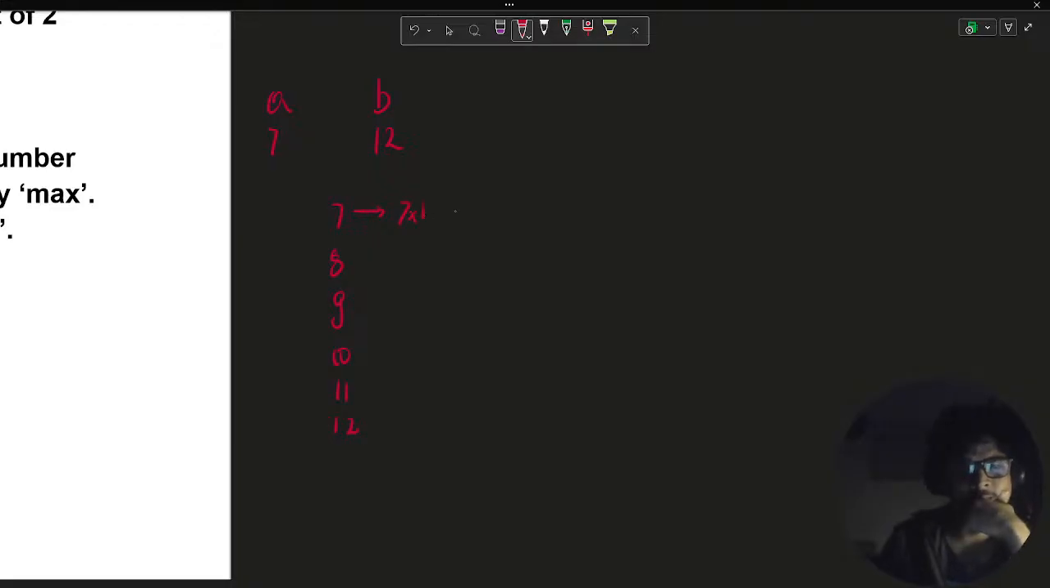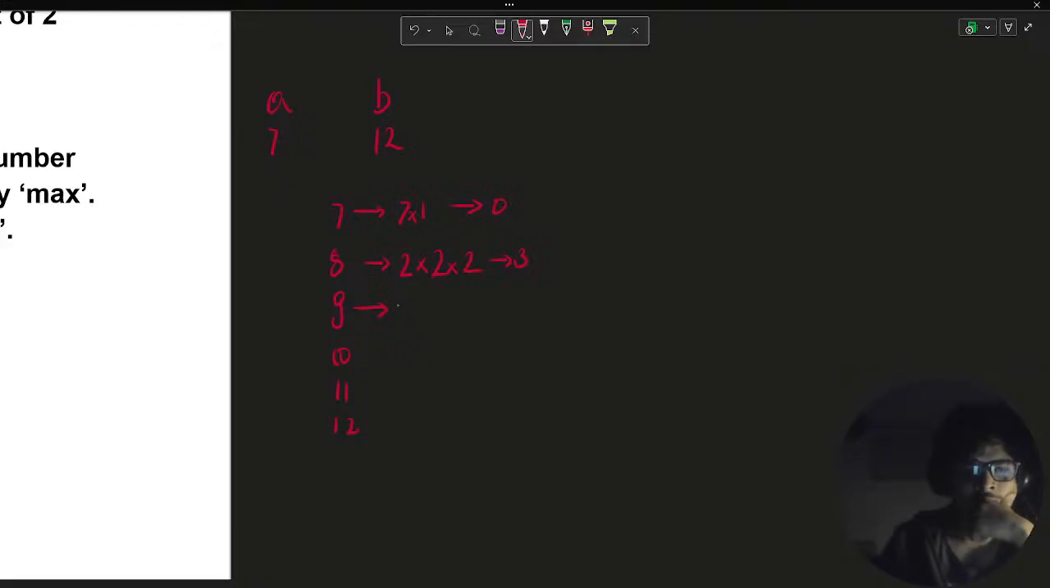7 times 1 is equal to 7. Okay, 8 is what? 2 into 2 into 2. Correct? This gives 2 with exponent 3, and this gives 0. Now, if you divide 9 by 2, first of all, it is not divisible. Secondly, what is 9 made up of?